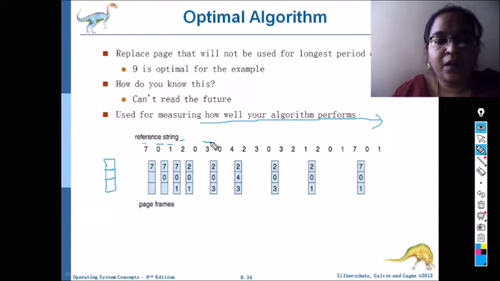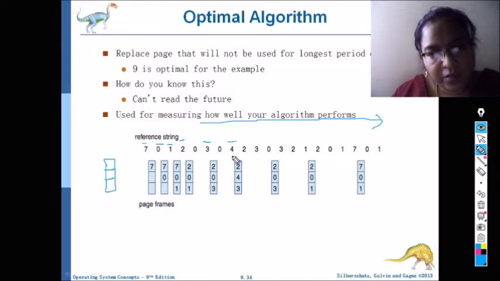Now among 2, 0 and 1, which will not be used for the longest duration of time? 0 is used here, and we are going to have 2 here. 0 is used, we have 2, and 1 is used here. So 1 will not be used for the longest duration of time between 2, 0 and 1. So we are going to replace 1 with 3. For 0 there is no page fault. Now for 4 there is a page fault.